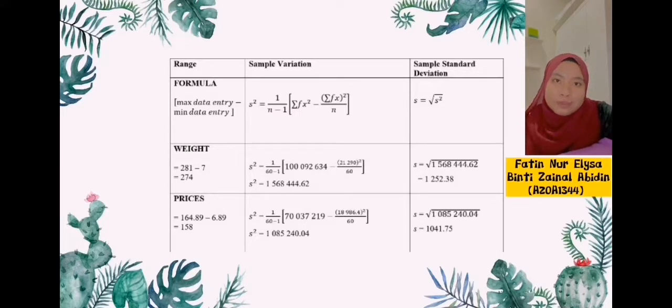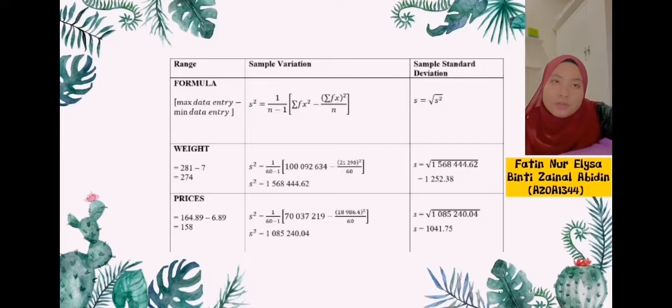Range for weight calculated using the range formula is 274. Range for prices is 158. The second column is sample variance. Sample variance for weight is 1,568,444.62. Sample variance for prices is 1,085,240.04.